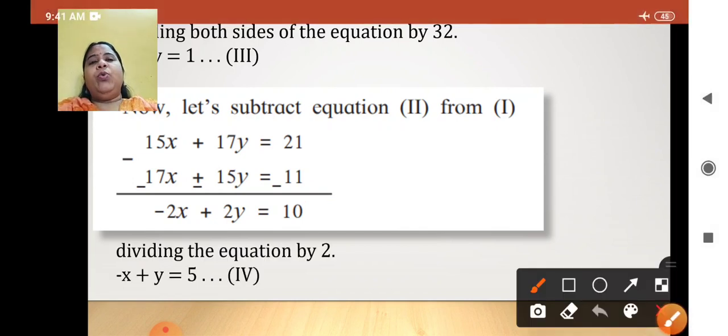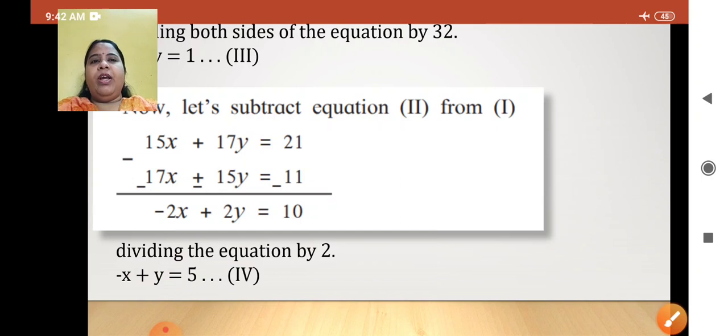So what will this equation reduce to? When I divide by 2, this is divided by 2, this is divided by 2, and even this is divided. This gets cancelled. There is a minus sign here, so it will be minus x. Then this gets cancelled, this is plus y, and 10 upon 2 is 5. As I told you, number it properly as equation number 4.